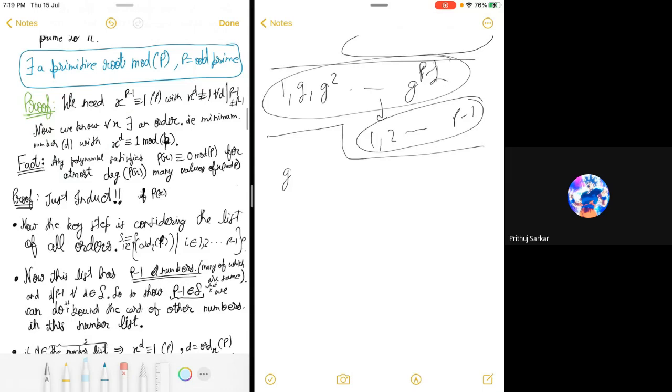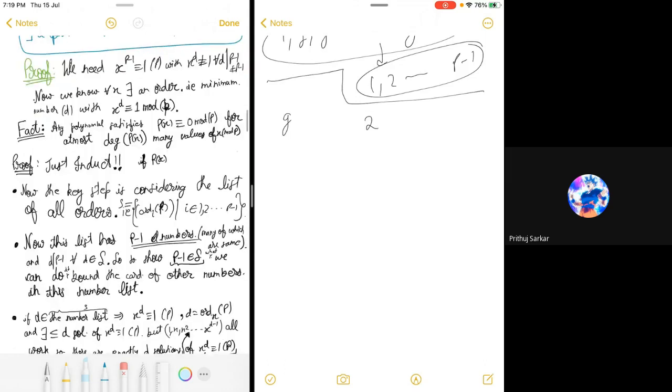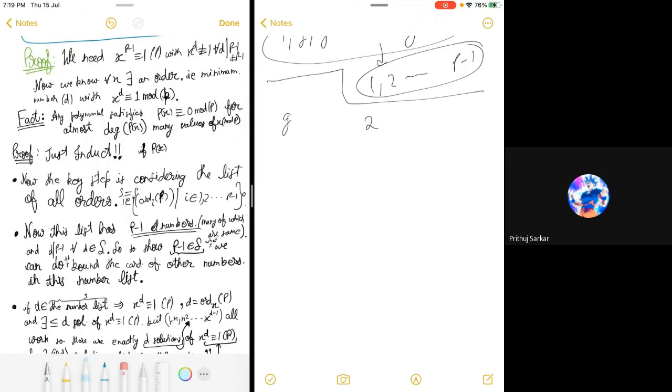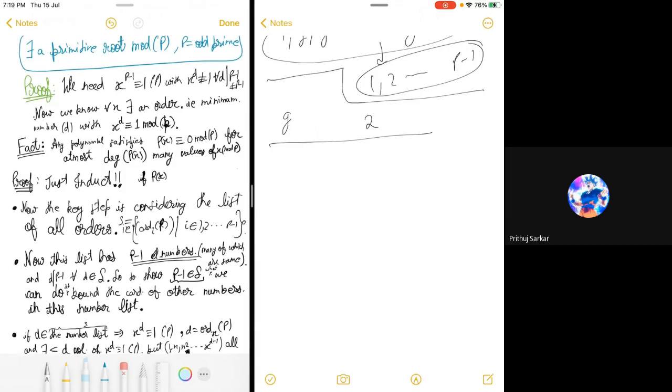So for p equal to 2, you can just check this. 1 is a primitive root. So now we will prove it for odd primes. What do we need to show? We need to show that there exists an x such that x to the p minus 1 is congruent to 1 modulo p, and there is no smaller divisor d of p minus 1 which satisfies x to the d congruent to 1 modulo p.